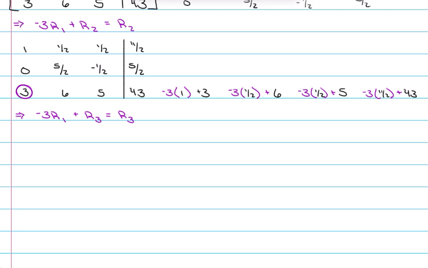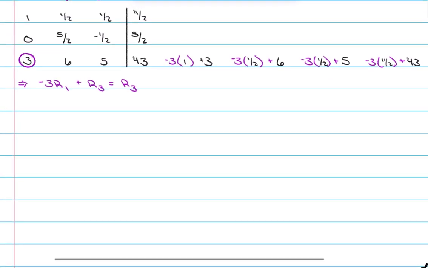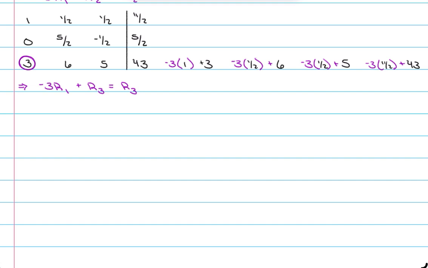Okay, so we are going to have first and second rows stay the same. So I'm just going to copy those. That would be 1 and a 0, 1/2, and 5 halves, 1/2 and negative 1/2, 11 halves and 5 halves.